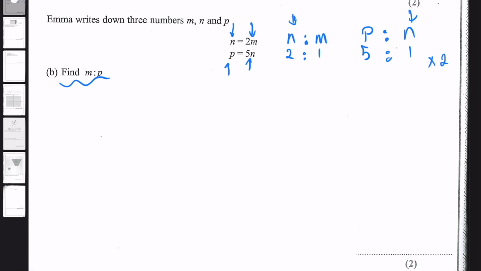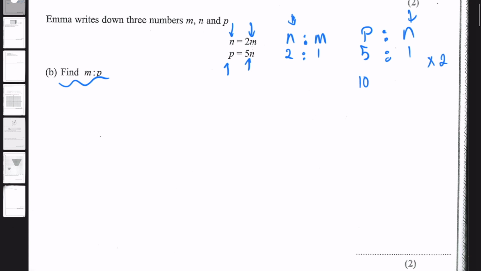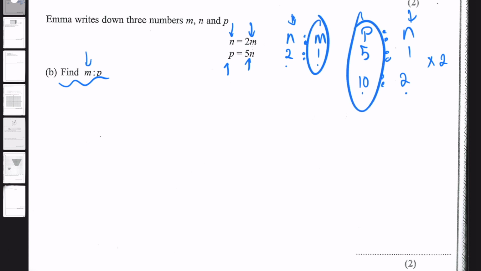So I'm going to times this one by 2, and my new and improved P to N is now 10 to 2. 2 to 10 has to equal the same as 2 to 1. So that means P is going to be 10 and M is going to be 1. Just make sure you get the M on the left-hand side, so it's going to be 1 to 10.